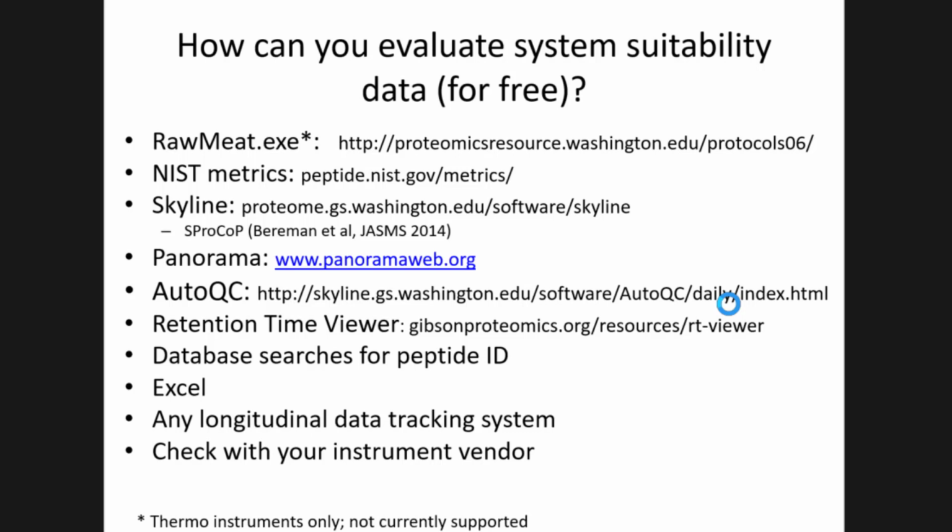Database searches for peptide ID, this is okay. It's not ideal. A lot of people, when they do data dependent runs, will get a number of peptide IDs. That's okay, but it's not solely by itself something that I would recommend using. You can use Excel. You can put in retention times. Totally manual and a pain in the butt, but it still works. Or use any longitudinal data tracking system, or check with your instrument vendor because some of them might have something in place that it's just not advertised or talked about because, again, this is a kind of boring topic.